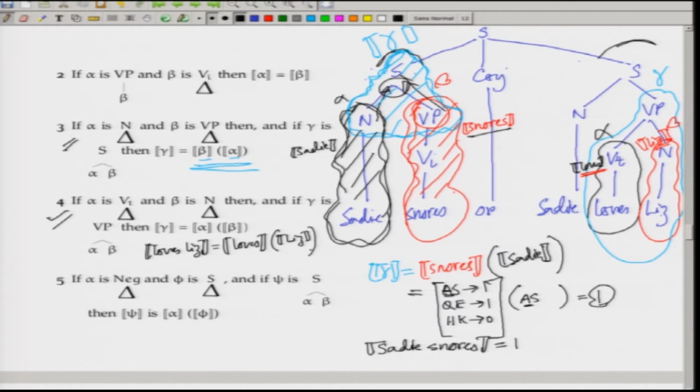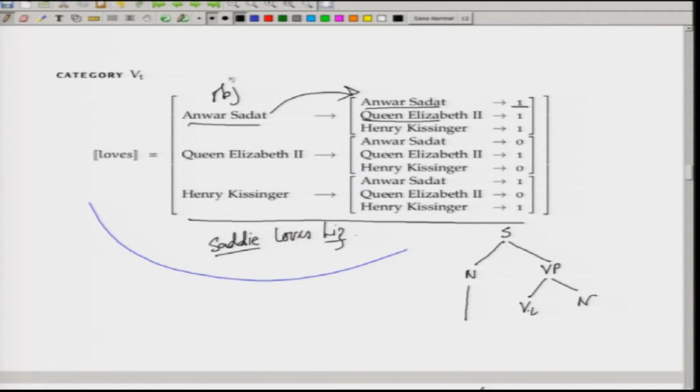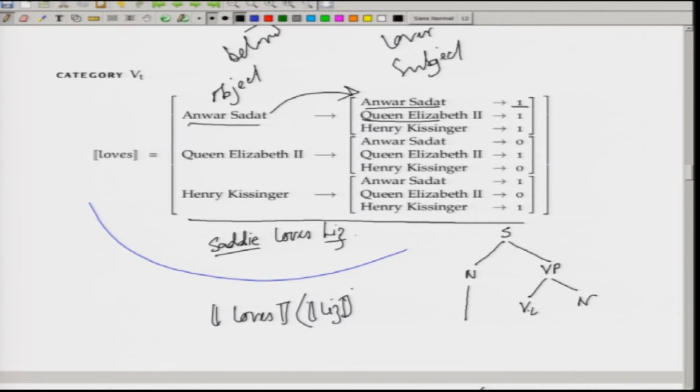If we remember, this is the object and this is the subject, that is, this person loves this person. So, this is how it is arranged. This is the lover and this is the beloved. So, that being the case, this is just loves. We need to understand loves Liz. We are calculating the truth value of loves Liz.